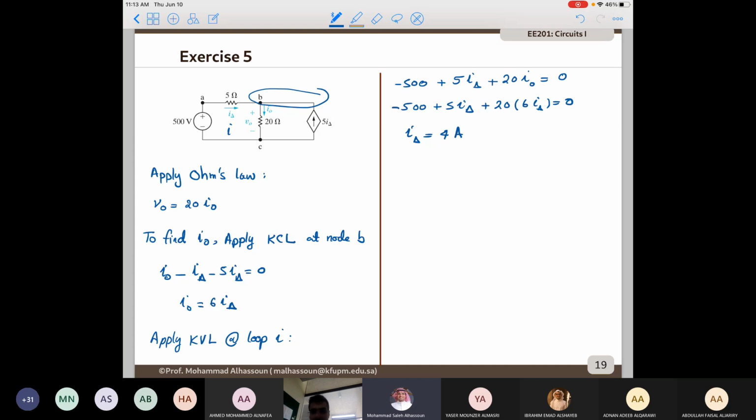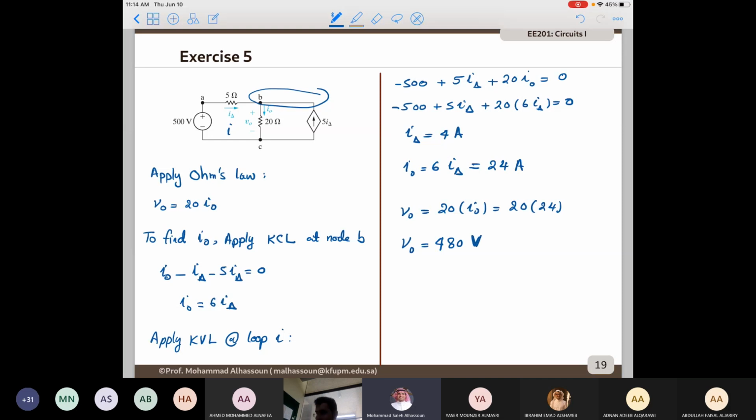Once I know the value of I delta, I can find the value of I naught. I naught will be 6 multiplied by I delta, which in this case is 24 amperes. And once I know the value of I naught, I can find V naught, which is the thing I've been asked to find. So V naught will be 20 multiplied by I naught, which is 20 multiplied by 24, and you can see this is 480 volts.